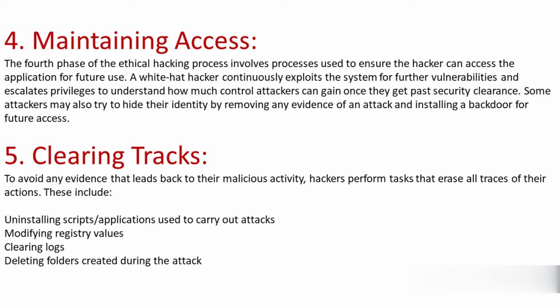4. Maintaining access. The fourth phase of the ethical hacking process involves processes used to ensure the hacker can access the application for future use. A white hat hacker continuously exploits the system for further vulnerabilities and escalates privileges to understand how much control attackers can gain once they get past security clearance. Some attackers may also try to hide their identity by removing any evidence of an attack and installing a backdoor for future access.